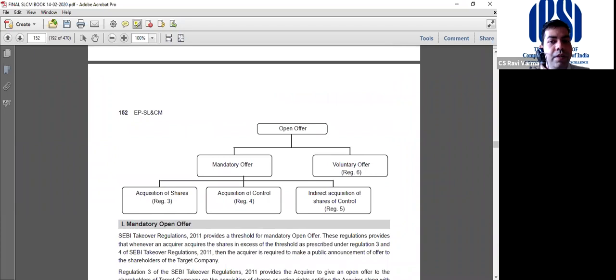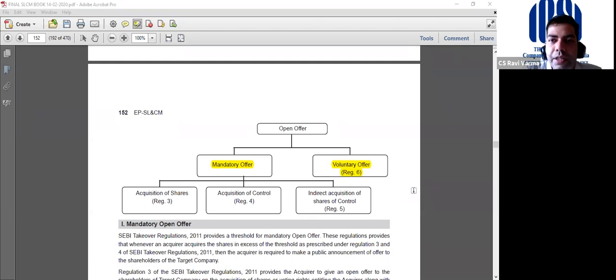So open offer can further be divided into mandatory and voluntary. Voluntary you should highlight, because voluntary has been recently launched. Because many people were finding it too difficult to go through the mandatory offer process, there was a concept derived of the voluntary offer. Yes, creeping acquisition, I understood. It will come into your mind. I will come to that later part, don't worry.